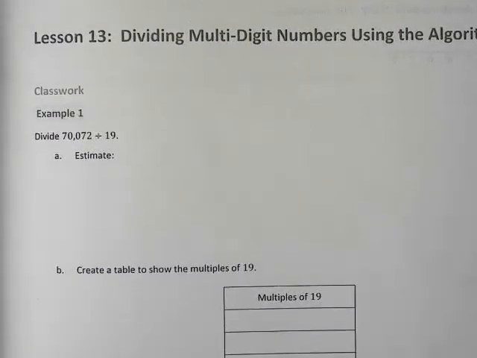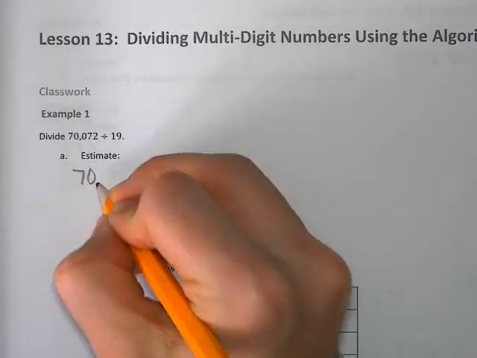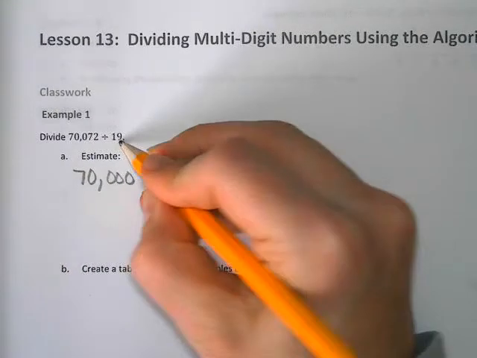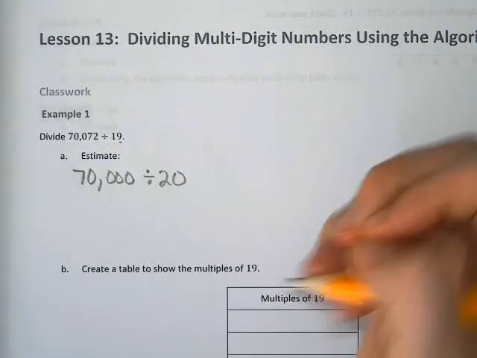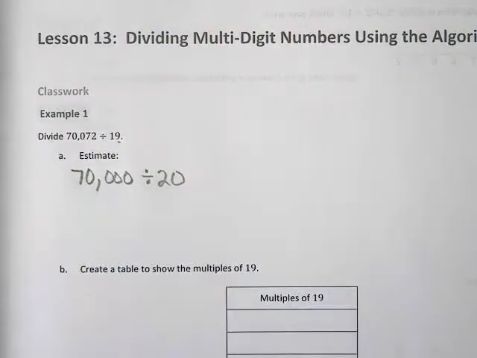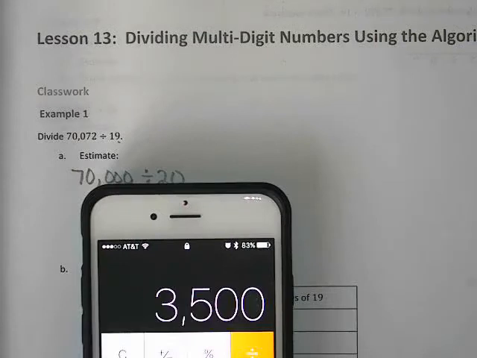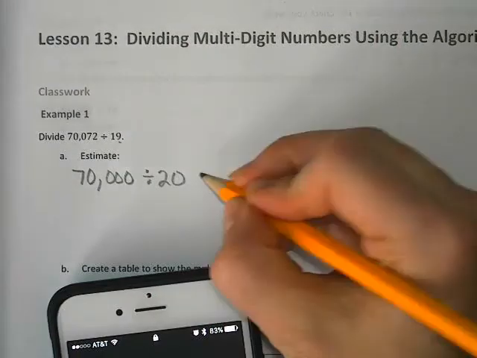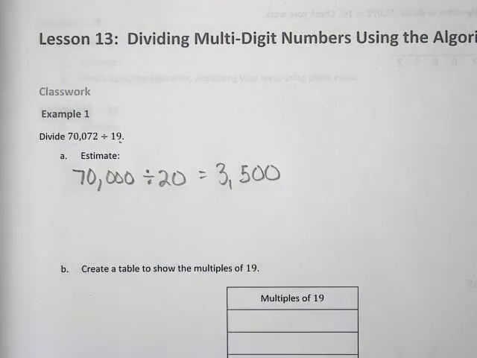So we're going to estimate. This is already a 70, so we're just going to leave it at 70,000. And then 19 is really close to 20. So we'll just take 70,000 divided by 20. You don't need to do this in your head. You can use your calculator. 70,000 divided by 20. You get 3,500. So our answer, if we do it correctly, should be close to 3,500.